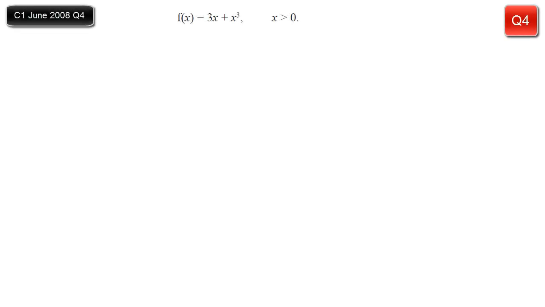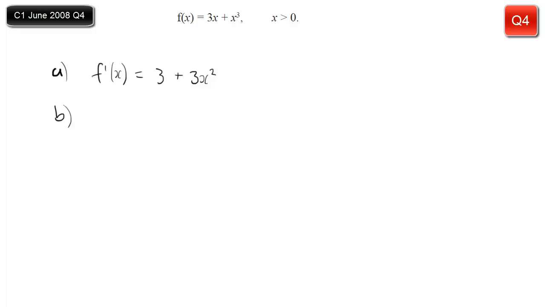Okay, so we're going to differentiate this function. For part A of this question, we just simply differentiate to find f dash of x. So 3x, any constant times x just differentiates to that constant, so that gives me 3. x cubed: follow the normal rule, bring down the power in front and then reduce the power by 1. So x cubed becomes x squared.